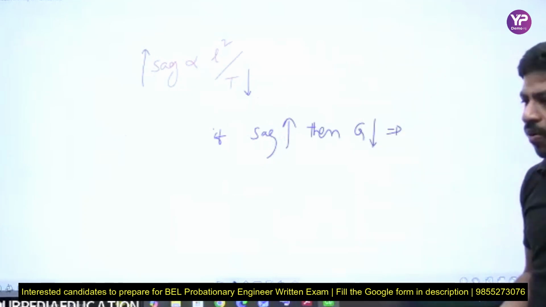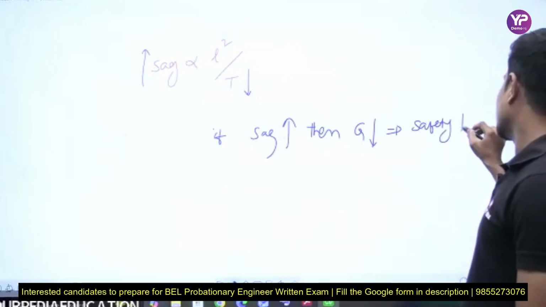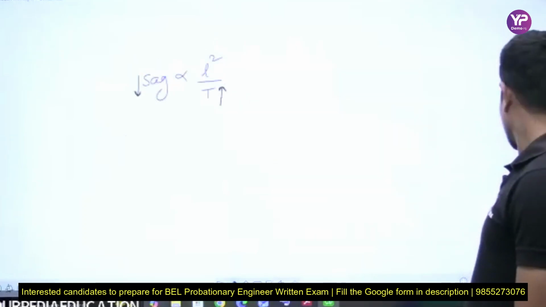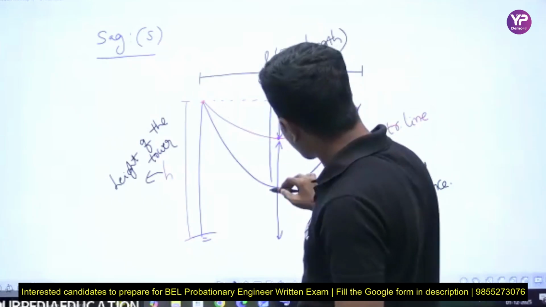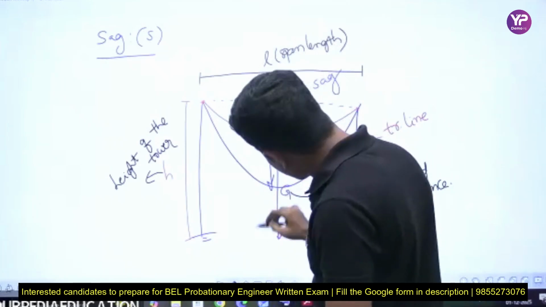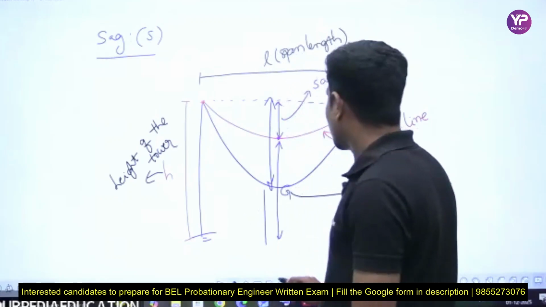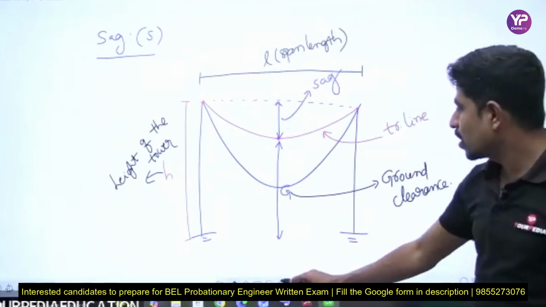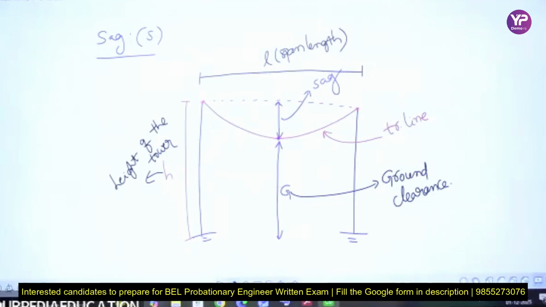Sir, what happens if ground clearance decreases? Safety will decrease. Ground clearance is decreasing, the conductor is like this, sag is increased, ground clearance is decreased. So if some equipment or some vehicle is coming, then obviously there is a possibility of short circuit with that vehicle. Yes, right?